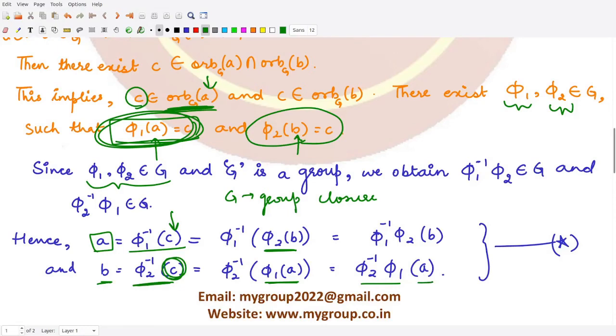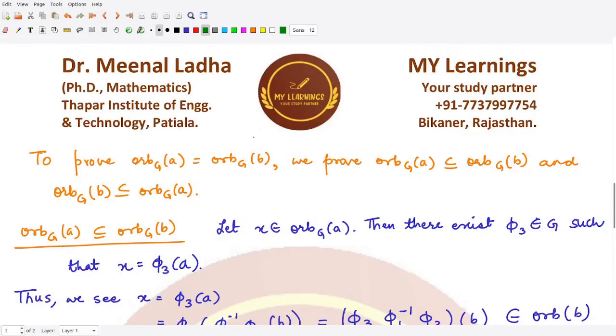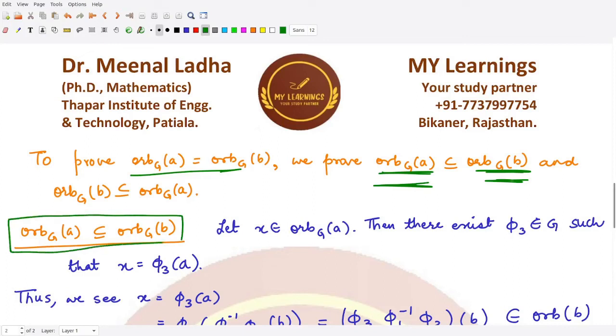Now, because we wanted to prove the equality here, the equality of these two orbits, in order to prove this equality, we prove that one is a subset of the other and the other is a subset of the first. So firstly we prove that orbit of A is contained in orbit of B. In order to prove that, we consider some element x from here and we prove that this x is also present here. So we assume that this x is a member of orbit of A.